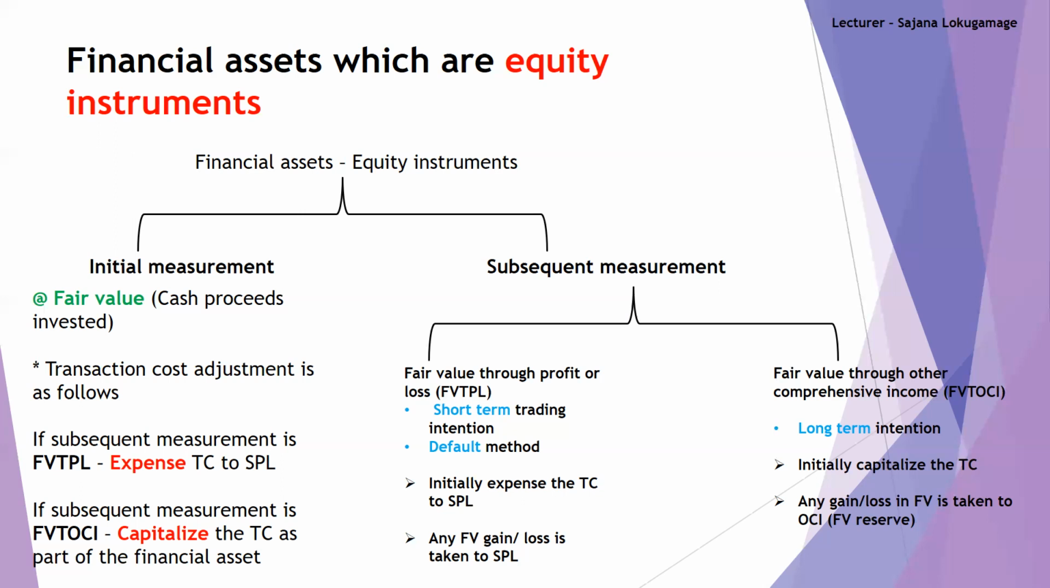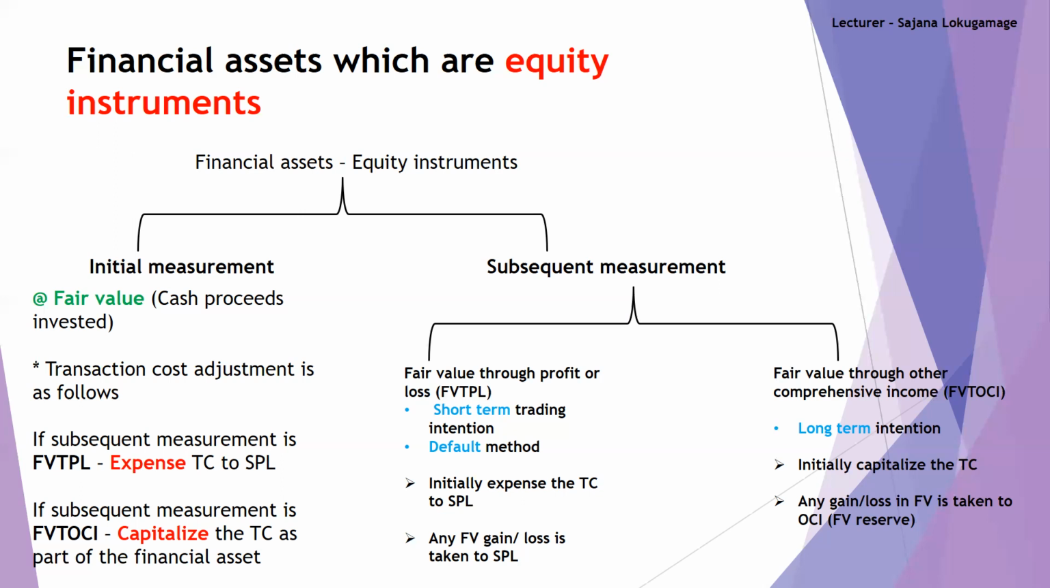So if FVTPL is chosen, initially you have to expense the transaction cost to the statement of profit or loss, okay? And any fair value gain or loss in the financial asset, if FVTPL is chosen, you have to take to the statement of profit or loss.